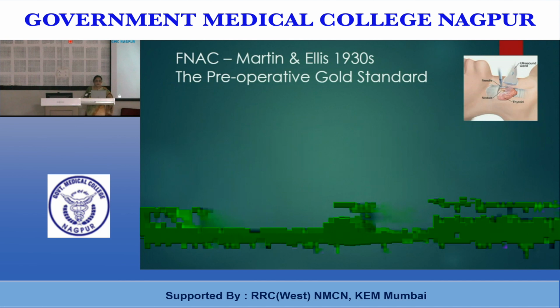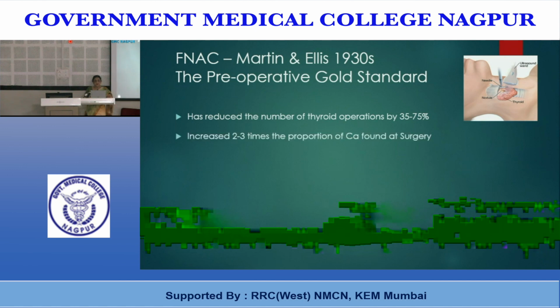FNAC has revolutionized the diagnosis of thyroid nodules, and it has become the keystone in the management of thyroid nodules ever since Martin and Ellis in 1930s pioneered this technique. Now, what are the major impacts seen in the FNAC era? Adding FNAC to the armamentarium of diagnostic tests has reduced the number of thyroid operations by 35 to 75%. It has increased 2 to 3 times the proportion of cancers found at surgery. Prior to the era of FNAC, only 10 to 25% of all the thyroid surgical specimens would show cancers.